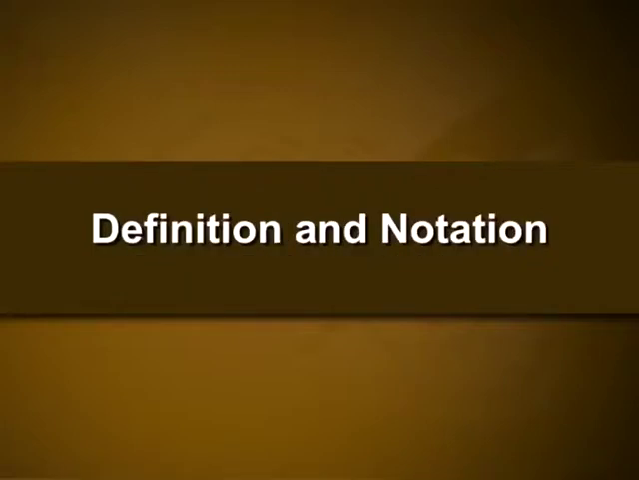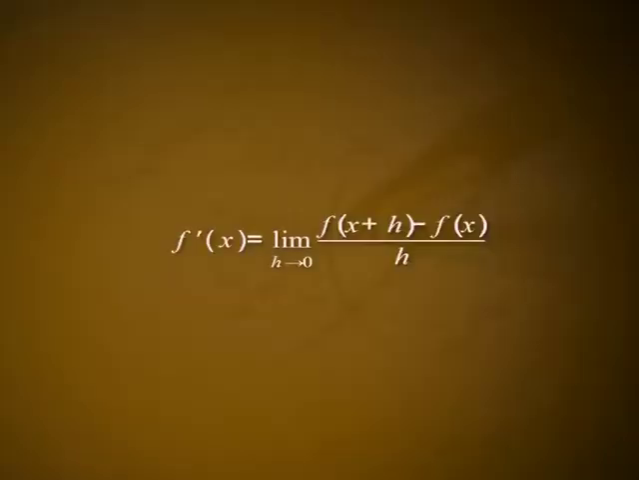Definition and notation. The derivative of a function f of x with respect to the variable x is a function f dash x whose value is f dash of x is equal to limit h tends to 0 f of x plus h minus f of x all divided by h, provided the limit exists. The domain of f dash, the set of points in the domain of f for which the limit exists, may be smaller than the domain of f. If f dash of x exists, we say that f has a derivative or f is differentiable at x.